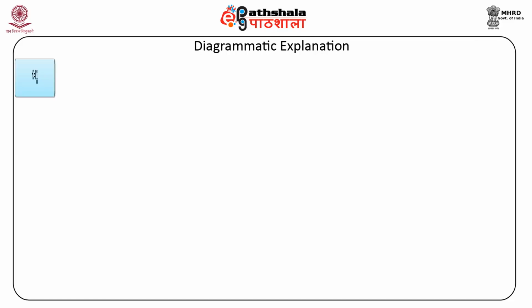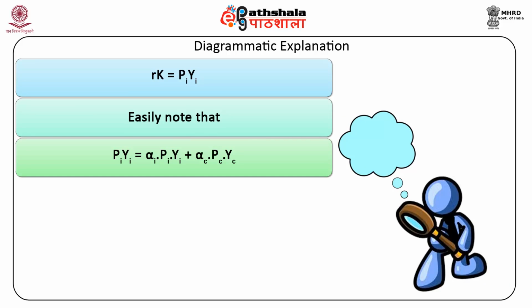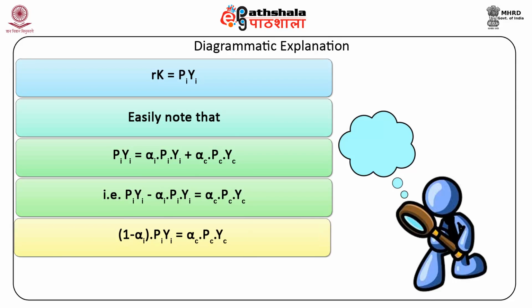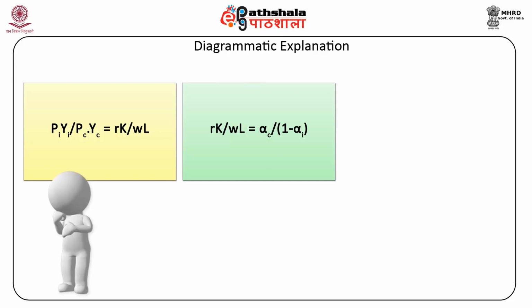But we also know that Rk is equal to PI into YI. Therefore, we can easily note that PI into YI is equal to alpha I PI YI plus alpha C PC YC. That is, PI YI minus alpha I PI YI is equal to alpha C PC YC, or 1 minus alpha I multiplied with PI YI is equal to alpha C PC YC, or PI YI divided by PC YC is equal to alpha C divided by 1 minus alpha I. But we have also seen that PI YI divided by PC YC is equal to Rk divided by WL. Therefore, Rk divided by WL is equal to alpha C divided by 1 minus alpha I.